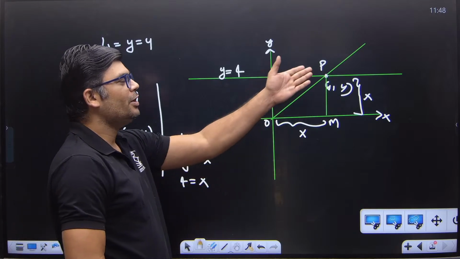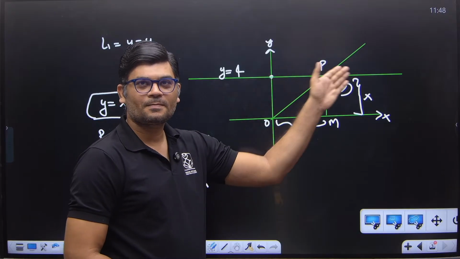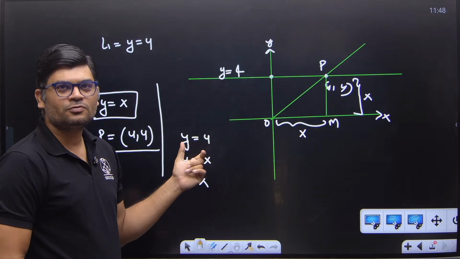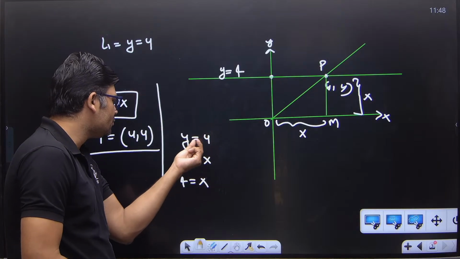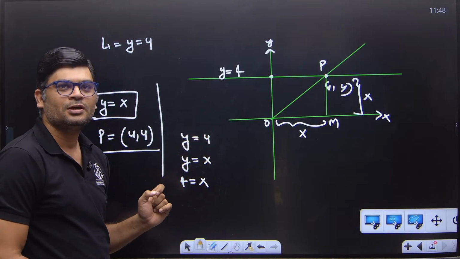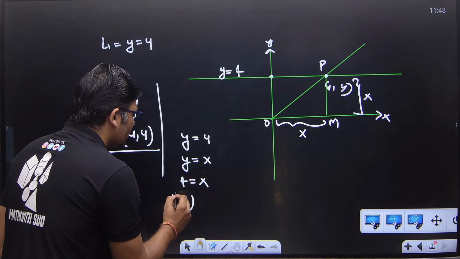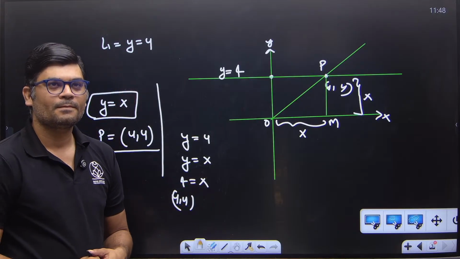It is the point of intersection of both the lines. It is the point of intersection of y is equal to x and y is equal to 4. So anyway they are going to meet. You have to just substitute the value of y in the second equation and find the value of x. So the coordinates will be 4 comma 4. Easy.